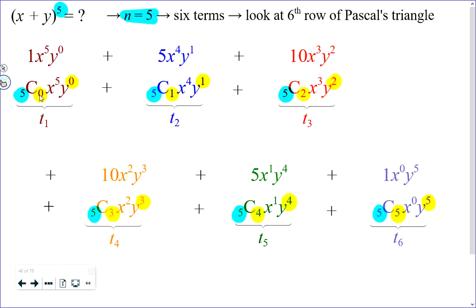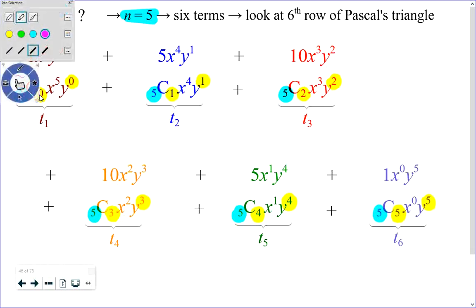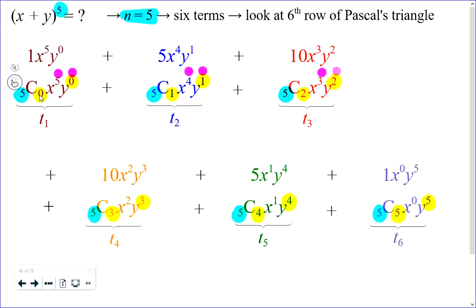There's a couple of other things I want you to note. I want you to note that these two exponents always add up to n. 5 plus 0 is n. 4 plus 1 is n. 3 plus 2 is n. 2 plus 3 is n. 1 plus 4 is n. 0 plus 5 is n. They always add up to n.